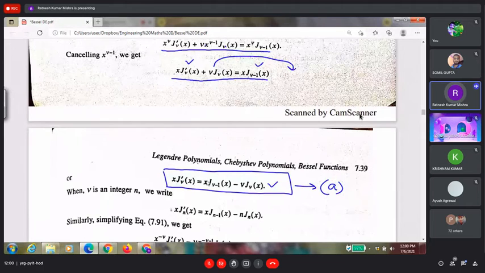Suppose v is integer n, so replace v with n. So you can find this one. इसका यूज करना अभी बाद में करते हैं.